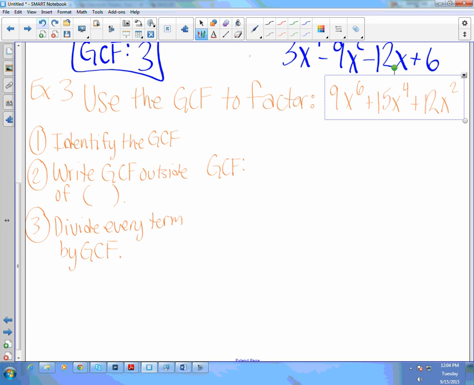Let's start with the numbers: 9, 15, and 12. Good, 3. Fingers in the air. How many x's can we take out that all of them share? Good, 2. The smallest I have is x squared. So 3x squared is the GCF. That's the answer, that's just a factor.